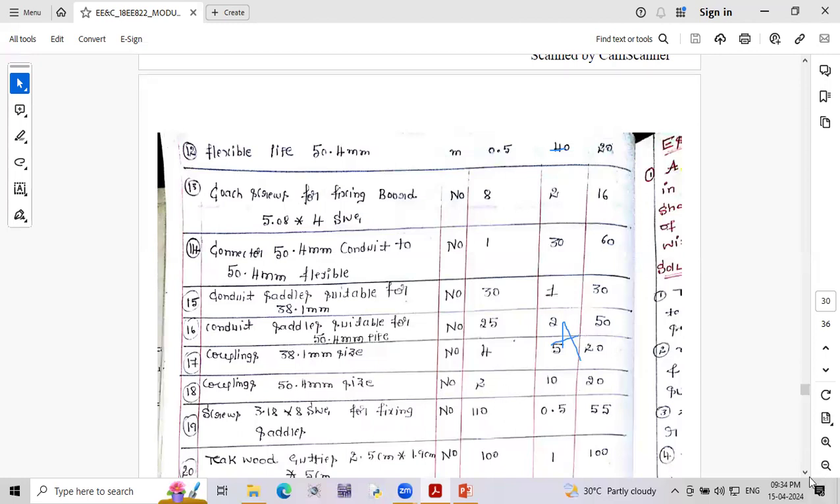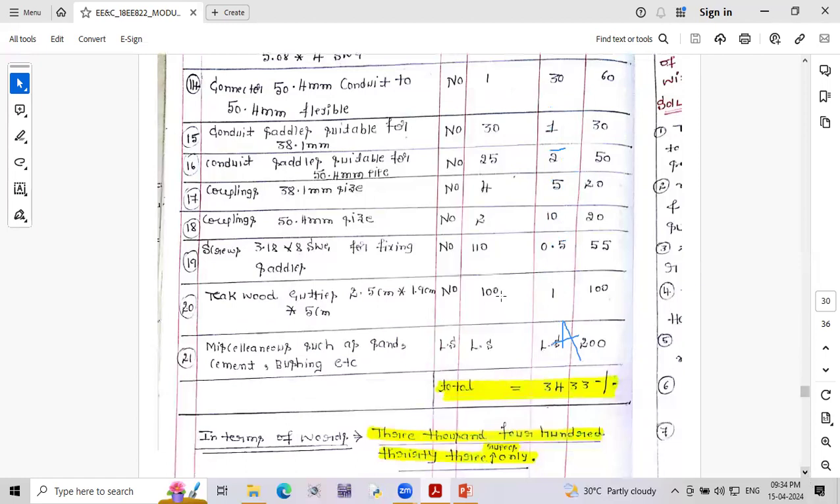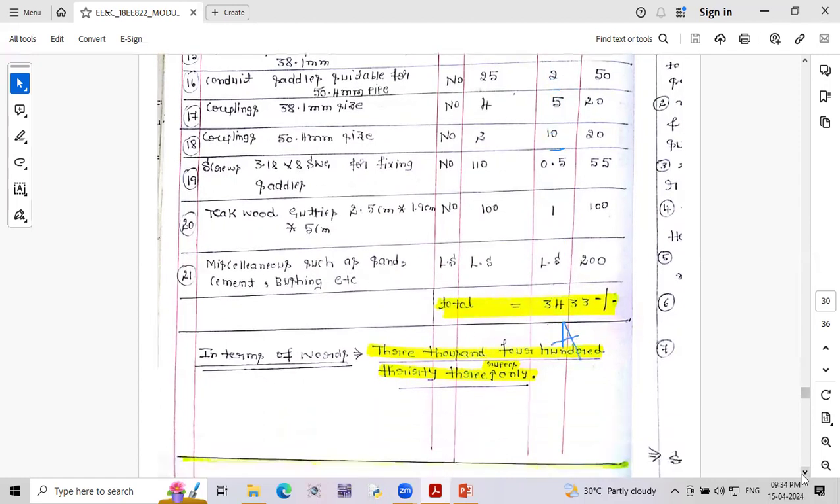And then screws, 110 screws are required, 0.5 rupees per screw, 110 into 0.5, 55. If you get this, you can neglect this one or mention it. Miscellaneous materials, sand, cement, bushing, everything, lump sum 200 rupees. Total, 3,433 rupees, 3,433 rupees only. This is how we need to do the calculation.